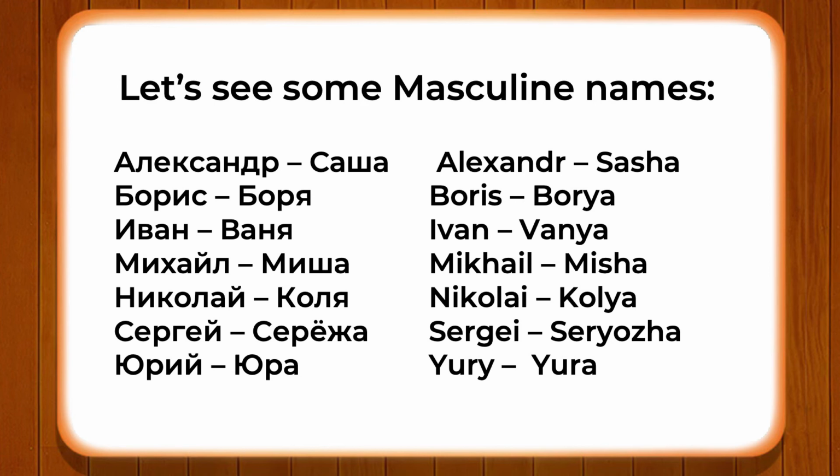Boris is the full form, Boria is the shortened form. Ivan is the full form, and Vanya is the shortened form of it. Mikhail is the full form, Misha is the shortened form. Kolya is shortened from the name Nikolai. Seryoja is shortened from the name Sergei, and Yura is shortened from Yuri.